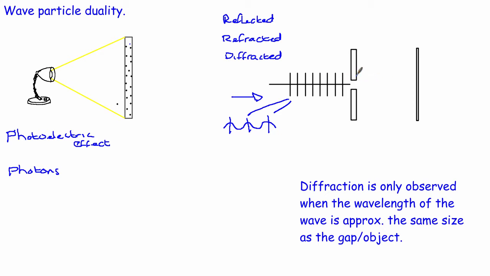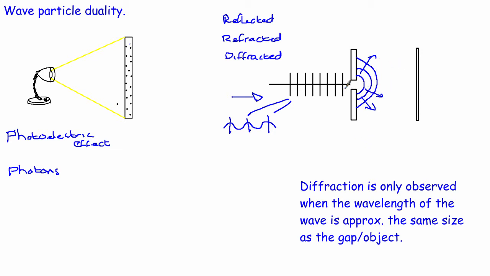Now if we take this wave and we pass it through a gap, what we see is diffraction. If you remember GCSE physics, what happens is the wave spreads out like this. It's still got exactly the same wavelength, but instead of going in a straight line, it spreads out in lots of different directions.